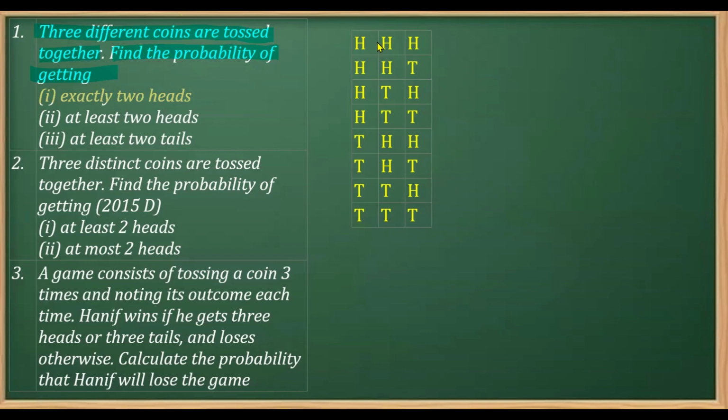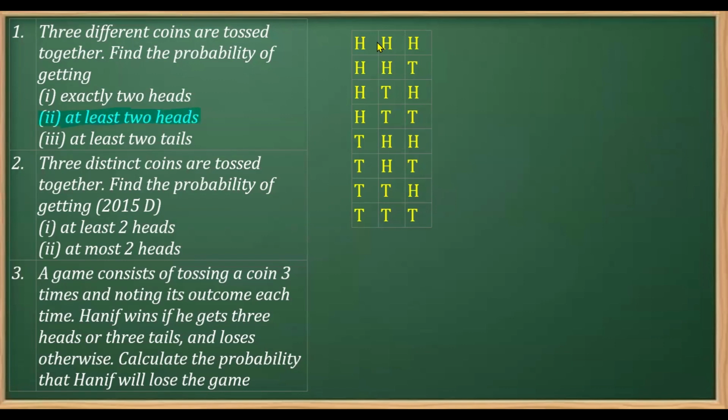So these are, yeah, this is 2 heads. This also has 2 heads, and this also has 2 heads. So therefore we'll say that the probability of getting exactly 2 heads is 3 favorable outcomes out of a total number of 8 observations. So that's how. Now, what's the second part?